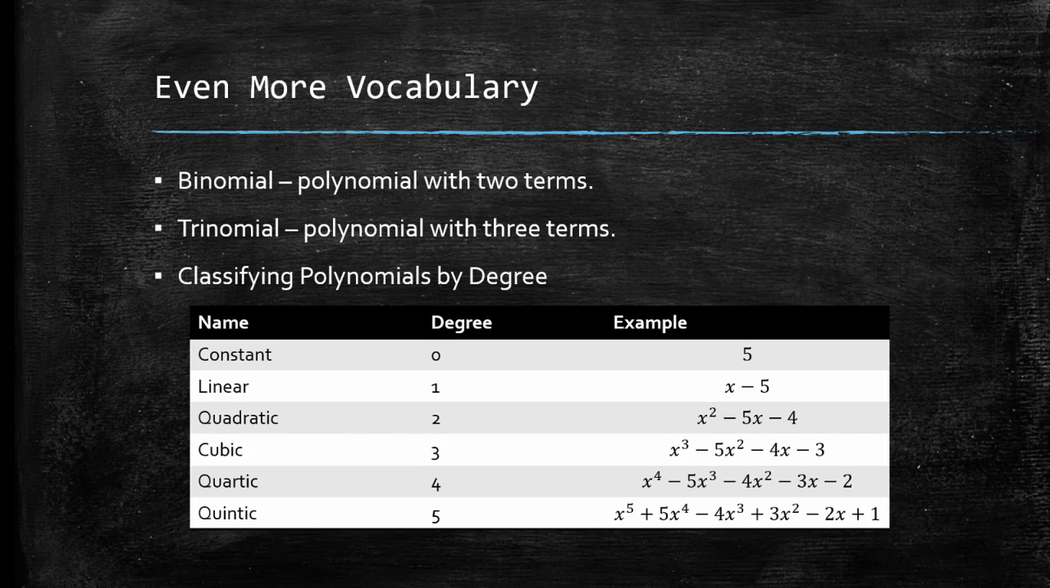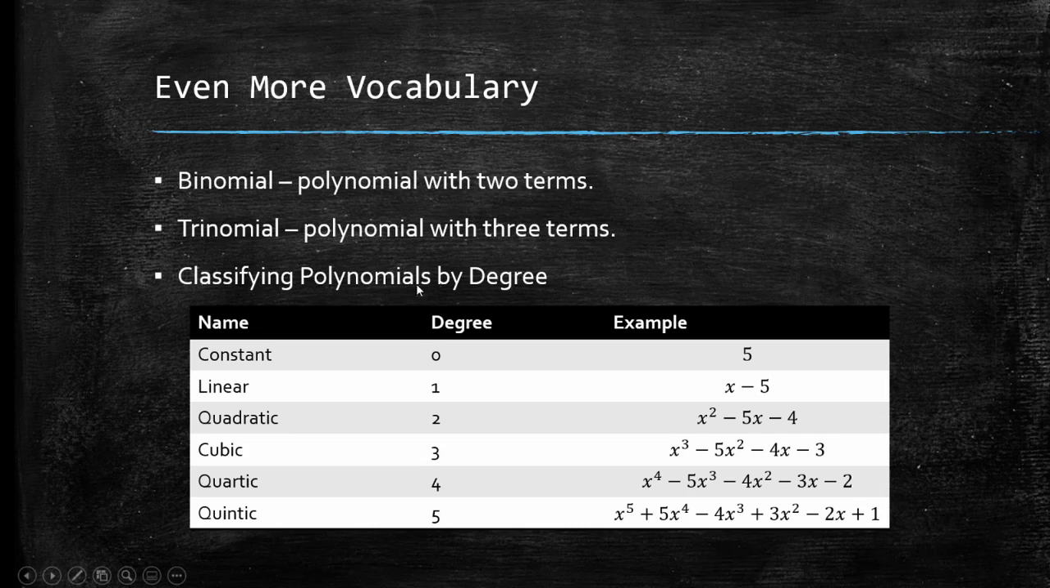A binomial is a polynomial that has 2 terms, like this linear equation here. This would be a binomial. A trinomial is a polynomial with 3 terms. So this quadratic here, it has 1 term, 2 terms, 3 terms. So this would be a trinomial right here.